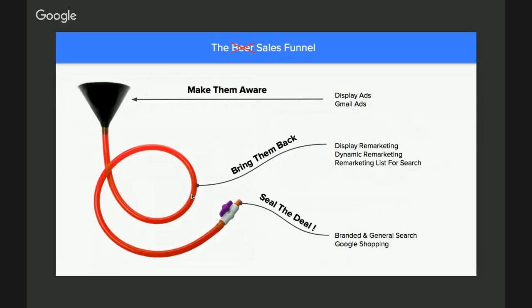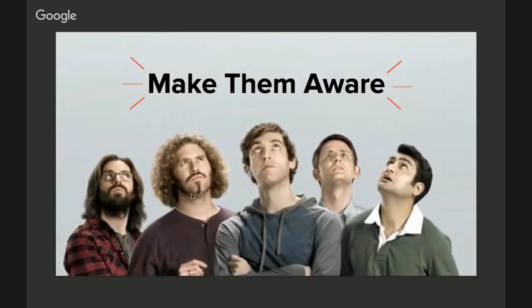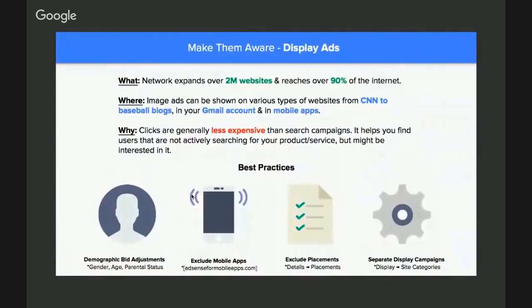And then lastly, after you bring them back, how do you seal the deal? How do you make it so that they come back and they're ready to pay for your product or service? And with that, we'll talk about some branded and general search campaigns and some Google Shopping. Again, feel free to ask any questions in the chat or tweet at us. We want to make this as interactive as possible. So let's start with make them aware.